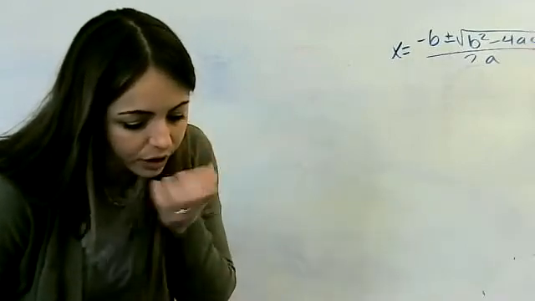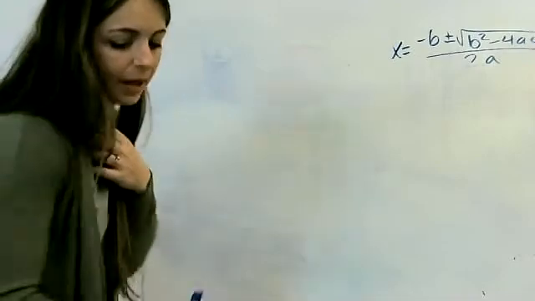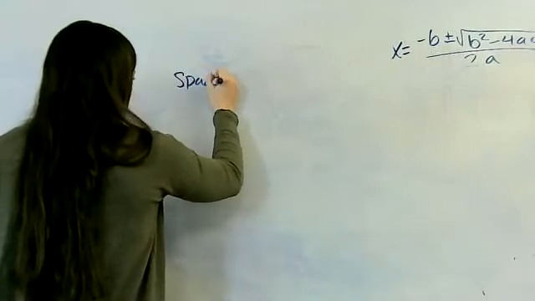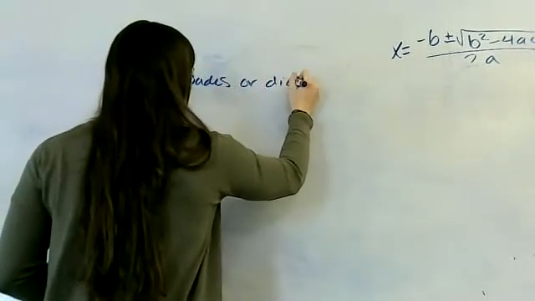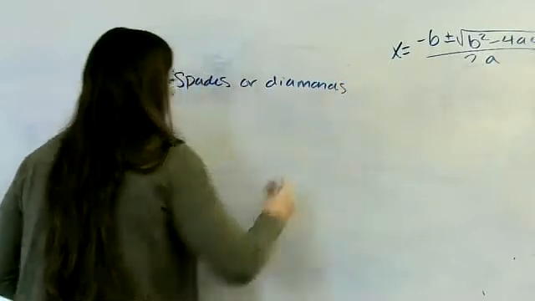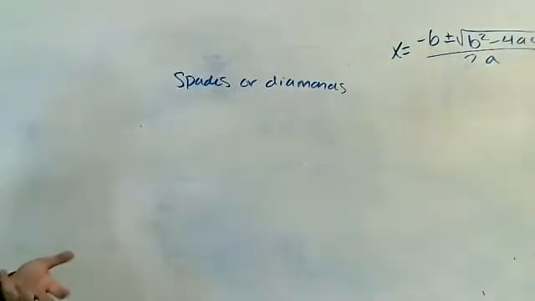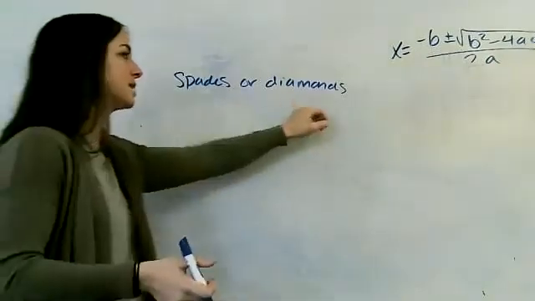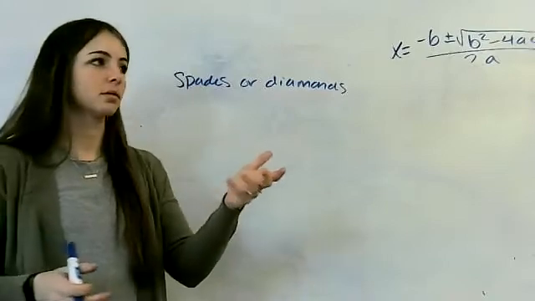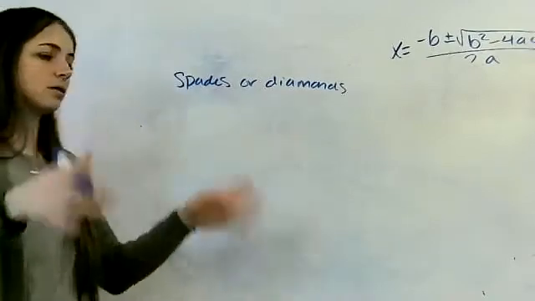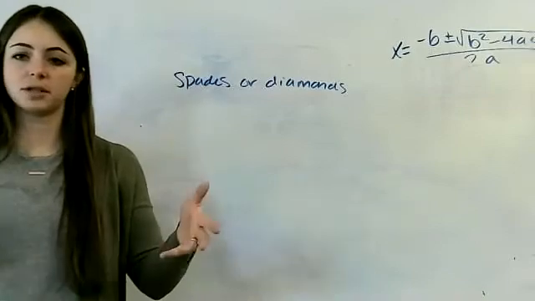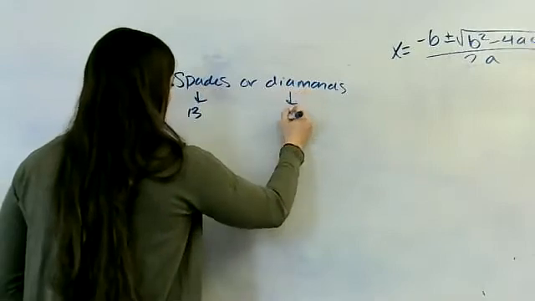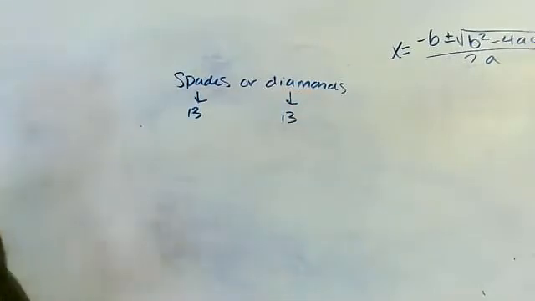Next one, how many different 3-card hands can you make that are all spades or all diamonds? So spades and diamonds. I did put up there that there's 13 cards in every suit. I think I forgot to mention though what kind of suits there are. So spades, diamonds, clubs, and hearts. Spades, diamonds, clubs, and hearts are all suits in this deck. So spades has 13 of its own cards. Diamonds has 13 of its own cards.